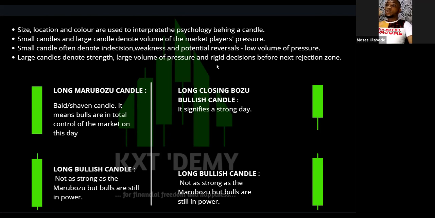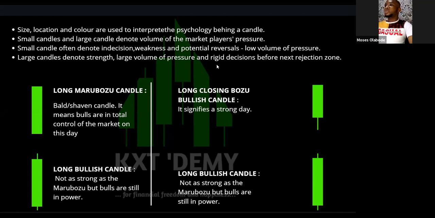Small candles imply low volume of pressure, and large candles denote strength, large volume of pressure, and rigid decisions before the next rejection zone. Mark the last part: before the next rejection zone, because irrespective of how well the market trend is moving, the pressure is going to cease at the next rejection zone. So it is up to the market players to break the zone, or they are taken over by the opposition.